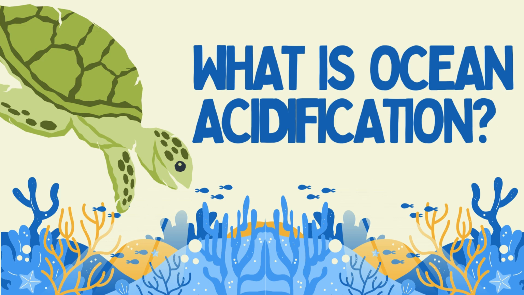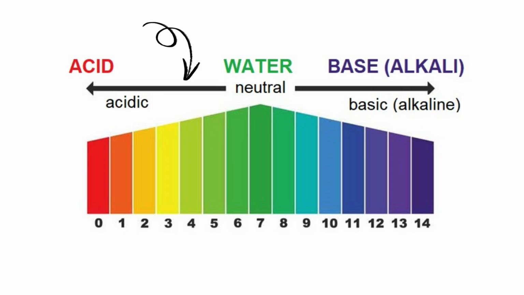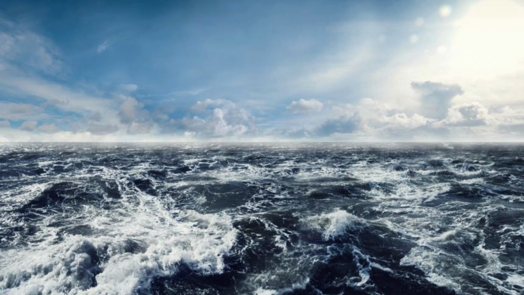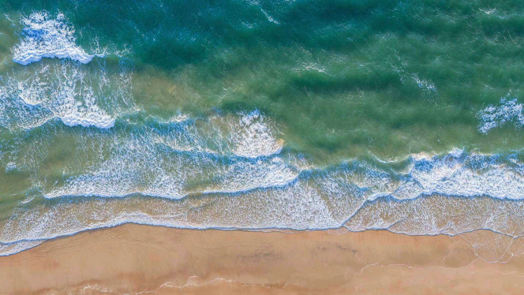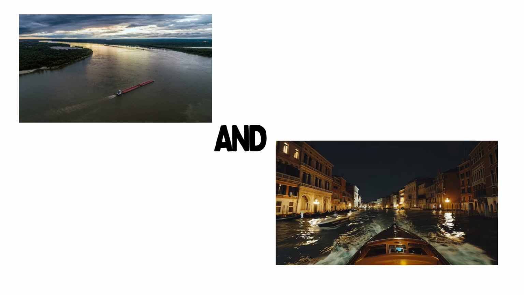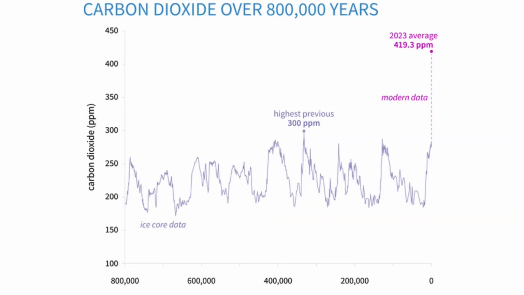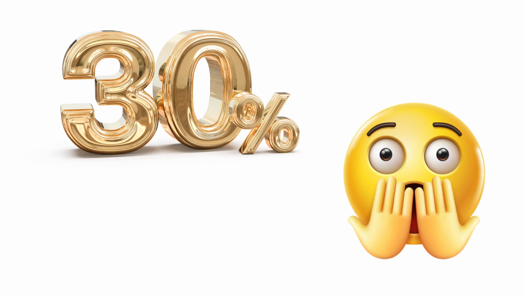What is ocean acidification? Ocean acidification is the drop in pH levels of oceans. Ocean acidification is caused by high CO2 levels in the air. This affects all of the world's oceans, including waterways and canals. Within 200 years, the ocean's acidity has increased 30%.